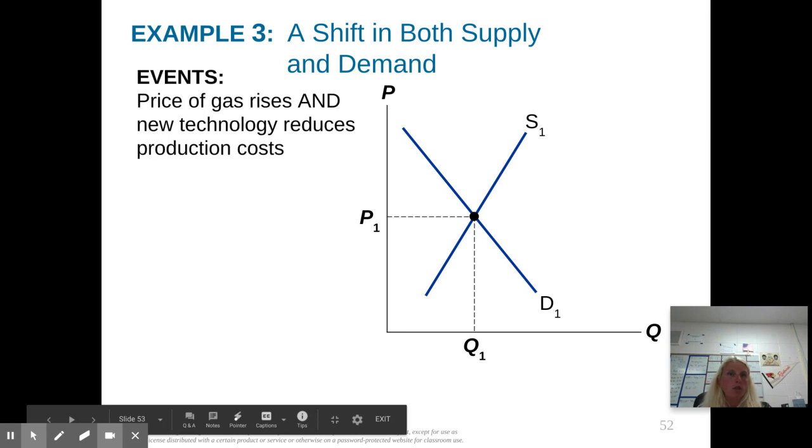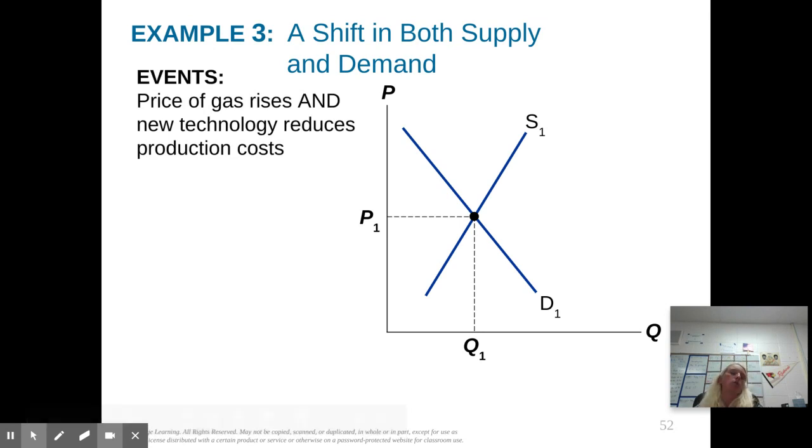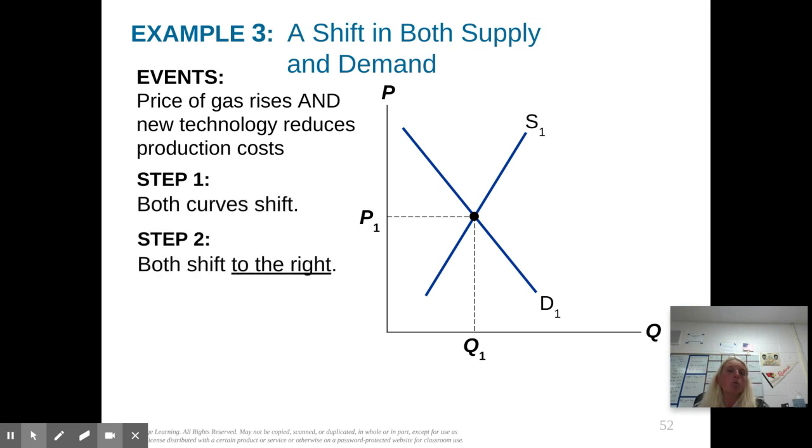So what if there's a shift in both? What if you see a statement that says the price of gas rises and new technologies reduce production costs? So you're going to have a shift in both. So step one, we know that both curves shift. We see that. Step two, which way do they shift? Well, we know they both shift right from what we did in the previous questions. So you're going to shift both of them right. And then step three, find the new equilibrium.